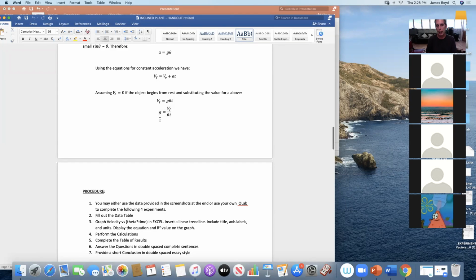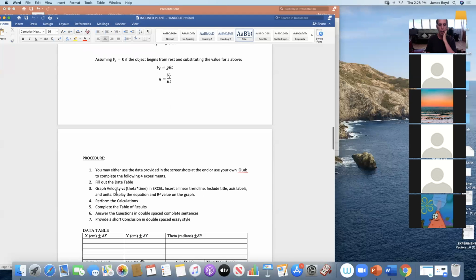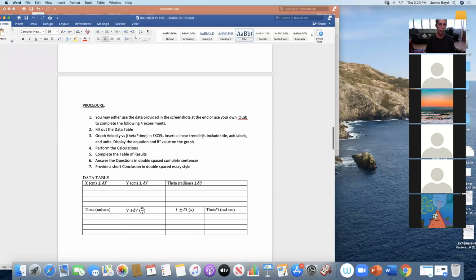In order to get this constant, we would need to have Y be V final, have X be theta times T. Set up a linear trend line, and that will give us a slope of the acceleration, the experimental acceleration we want. So graph velocity versus theta times time. Theta times time is on your X, velocity is on your Y in Excel. Linear trend line, make sure it has a title that says something like incline plane experiment.